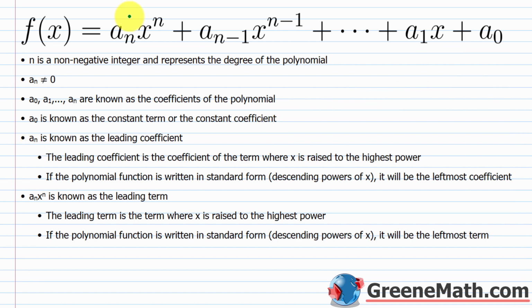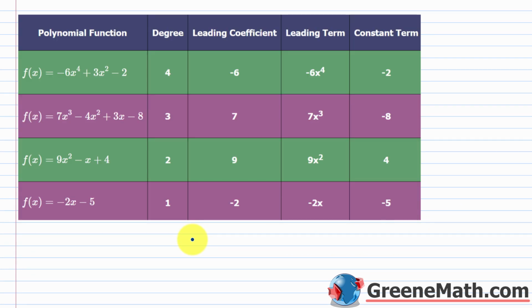So then a sub n, so that's this guy right here, is going to be known as the leading coefficient. So you hear that a lot today. The leading coefficient is the coefficient of the term where x is raised to the highest power. So if the polynomial function is written in standard form, so descending powers of x, it will be the leftmost coefficient. A sub n and then x to the power of n is known as the leading term. So that's going to be this whole thing together. This is the leading term. So the leading term is the term where x is raised to the highest power. Again, if the polynomial function is written in standard form, so descending powers of x, it will be the leftmost term.